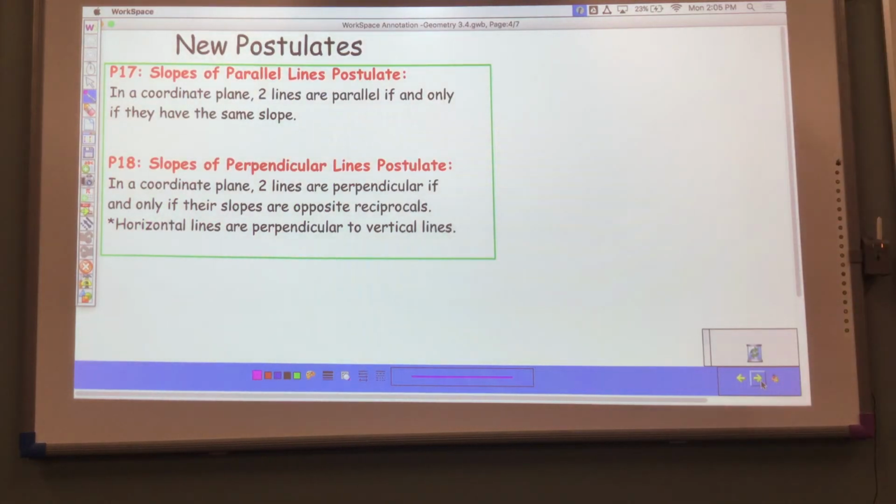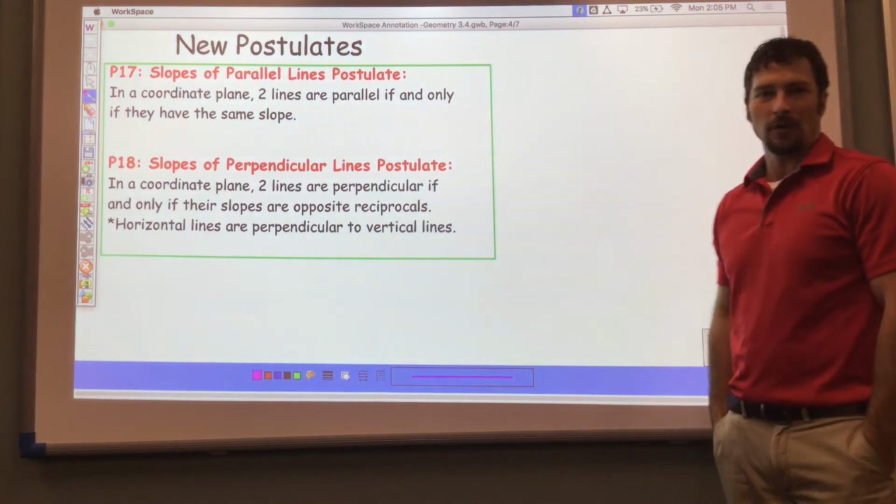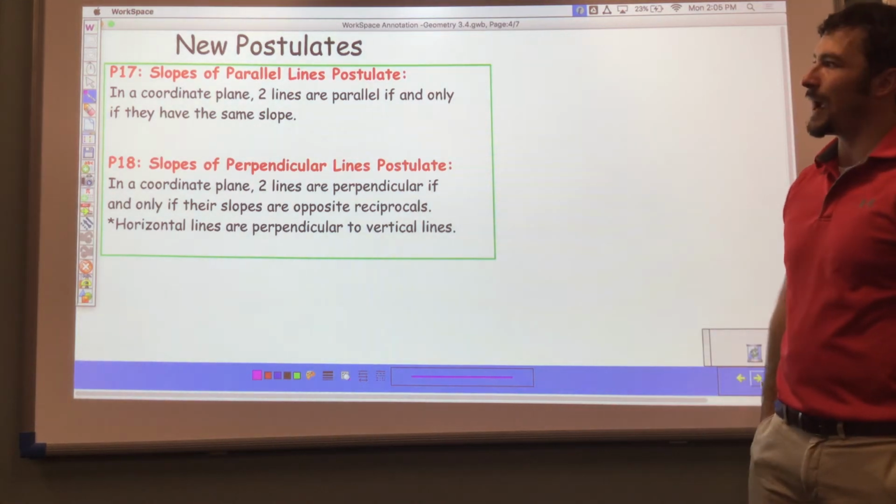All right, so a couple new postulates. You'll want to add these in your composition book along with that slope formula. So pause it and write them in there. You should have them written in when you come to class.